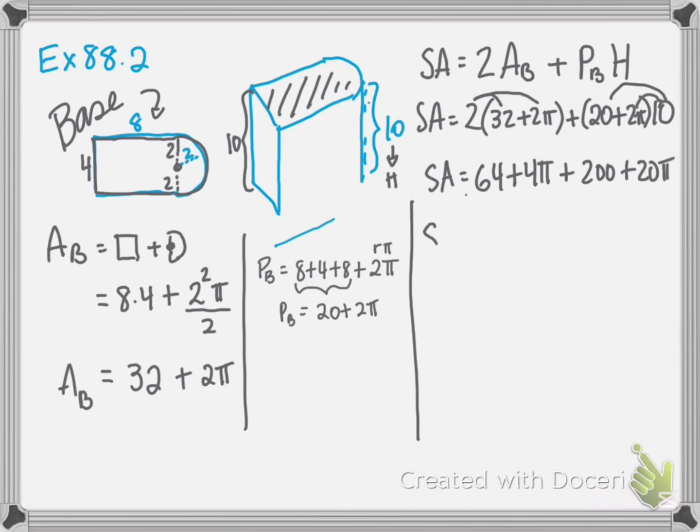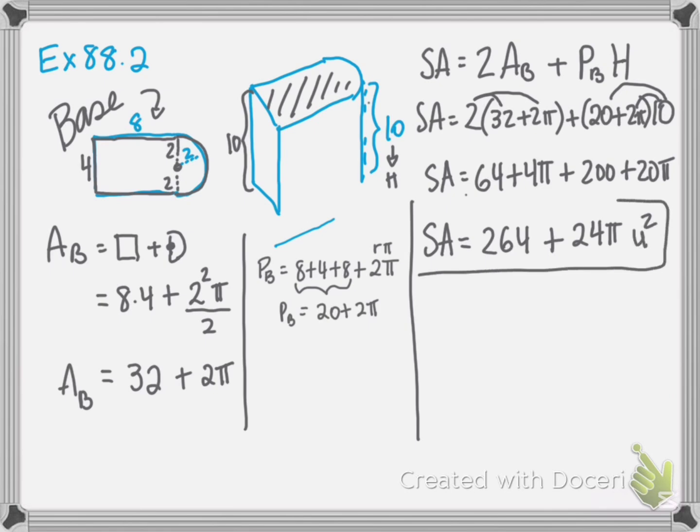And now we can do like terms. So 64 plus 200 is 264. And then 4 pi plus 20 pi is 24 pi. And that is our answer. Again, units squared because it's area. Remember, surface area is the same as area. It's just the sum of the area of all the faces in the shape.